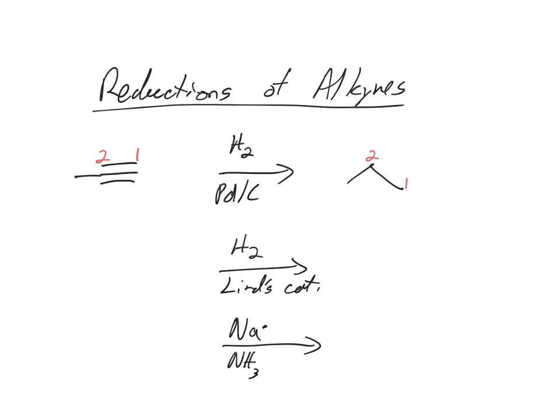Lindlar's catalyst takes an alkyne and turns it into an alkene. But what type of alkene does it turn into? The cis. And the H's add syn. Stops at the alkene. Sodium metal and NH3, what does that do? Makes an alkene, but now it's going to be trans. So actually, it's going to be the same product. You can't tell here. You get the same product here the way I have it drawn with a terminal alkyne.